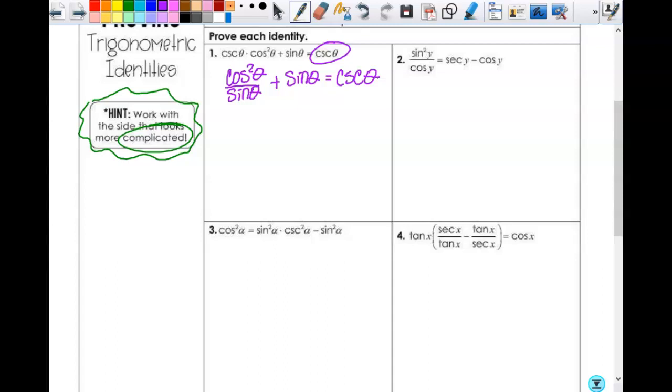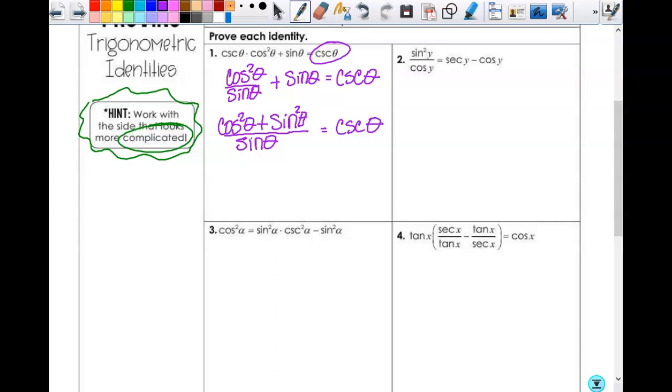Okay, so now I do know that cosine over sine is cotangent. So I could have cotangent times cosine, but I don't know if that would help me. Instead, I think I want to combine these two, so I need a common denominator. My common denominator will be sine. So this first term will be cosine squared. This second one had to be multiplied by sine, so it's sine squared theta. Oops. And that equals cosecant theta.